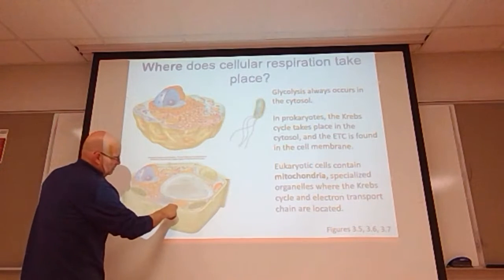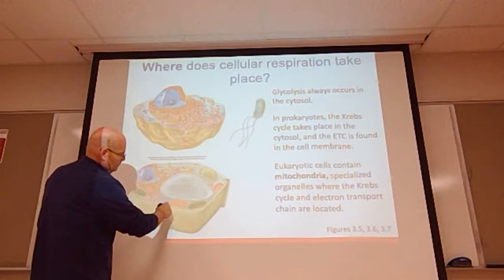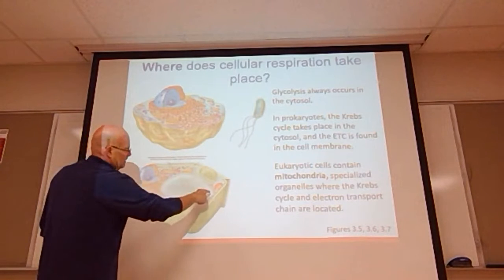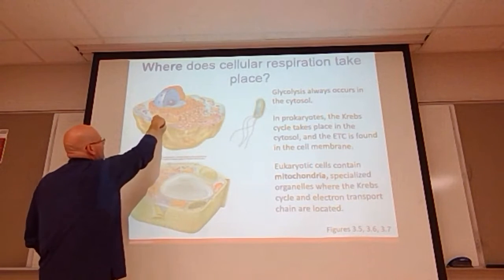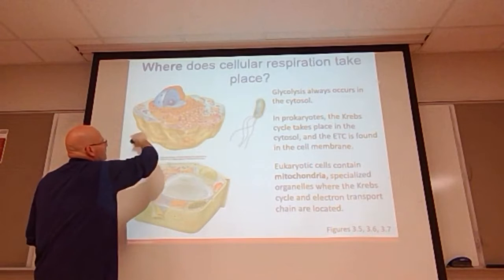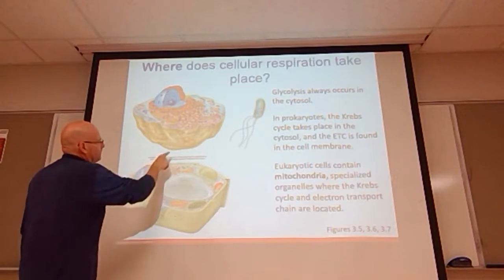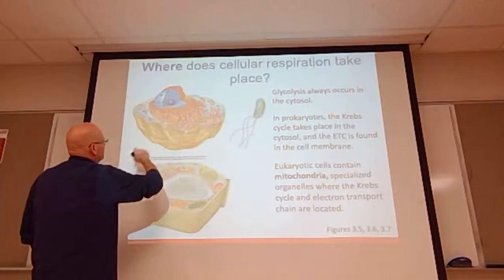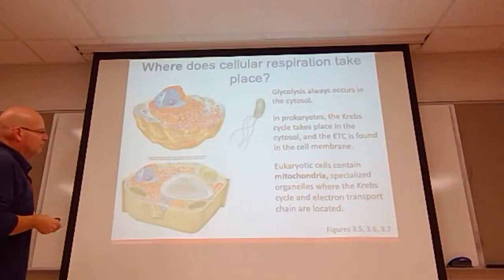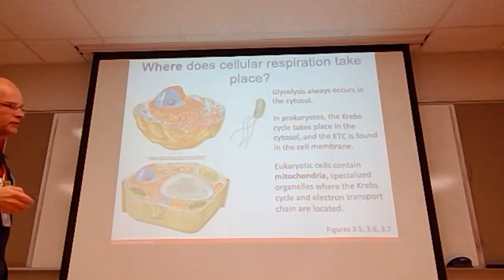This is a mitochondria that's been cut in half, so you can see the cross section. There's another one, and here are the mitochondria in the animal cell. That's a mitochondria, that's a mitochondria. Those little bean-looking structures are the mitochondria.